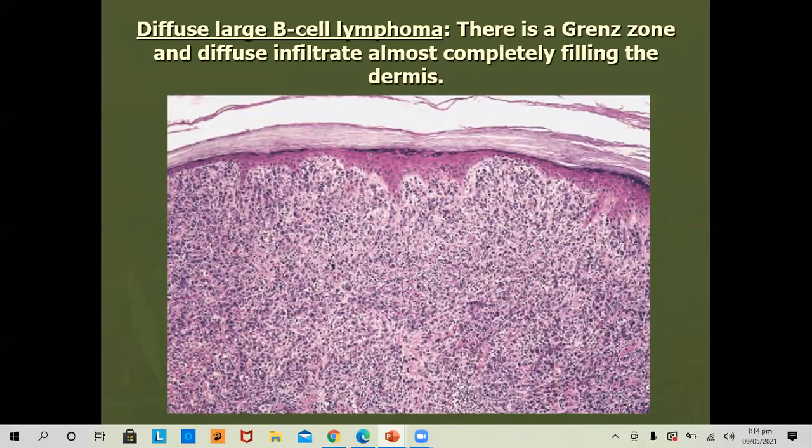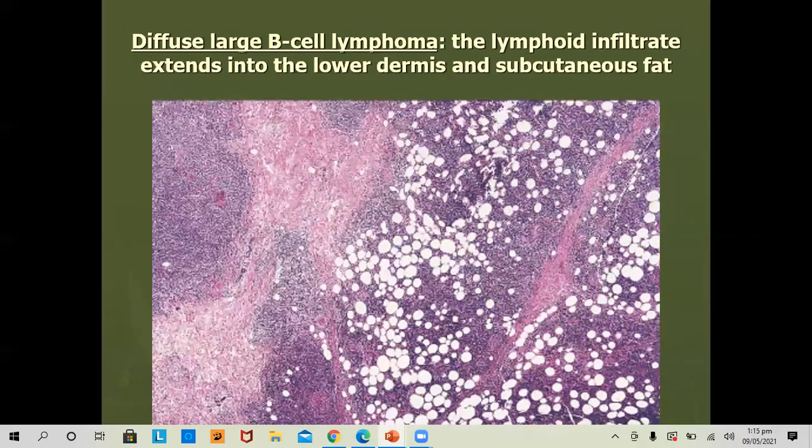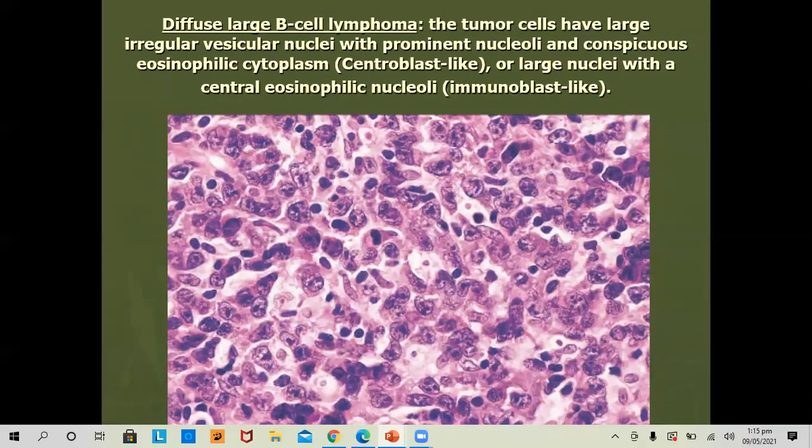Histology is characterized by thin epidermis, a Grenz zone, and diffuse infiltrate of large B cells in the dermis. And this infiltrate extends deep into the subcutaneous fat as well. The tumor cells have large vesicular nuclei. You can see these large vesicular nuclei.